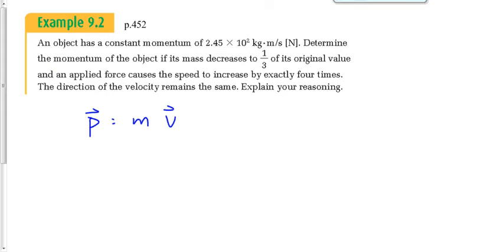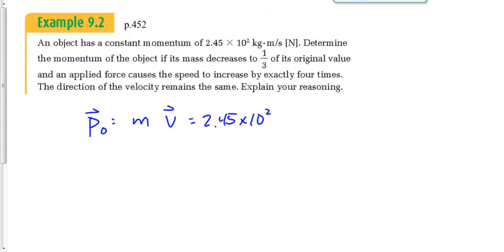P is equal to M times V. I'm going to put a little subscript in there. It's an O. It stands for original, the original momentum. Before I make any changes, before I decrease the mass or increase the velocity, momentum is M times V. And it's also 2.45 times 10 to the 2.